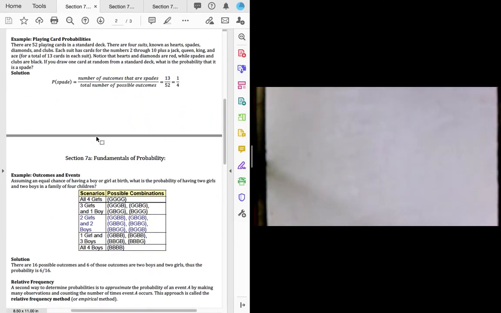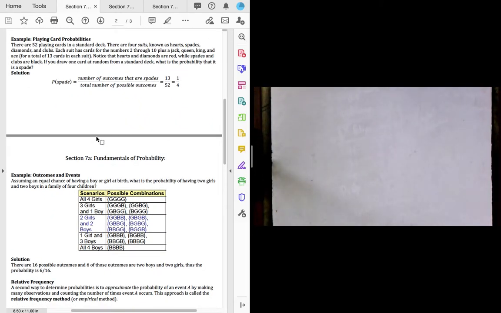The next example talks about playing card probabilities. We're going to talk more about playing cards as time goes on, particularly if I decide to ask you specific questions on playing cards. I would like to give you access to that distribution. But just so you know, there are 52 cards in a standard deck of cards. There are 4 different suits, known as hearts, spades, diamonds, and clubs. Each suit has cards for the numbers 2 through 10, plus a jack, queen, king, and ace, for a total of 13 cards in each suit. It also tells you here that hearts and diamonds are both red, spades and clubs are both black.